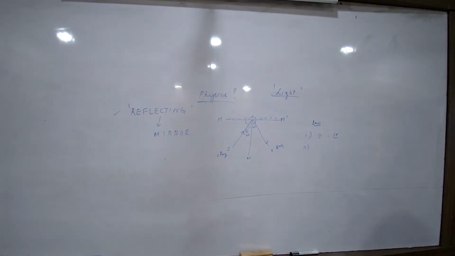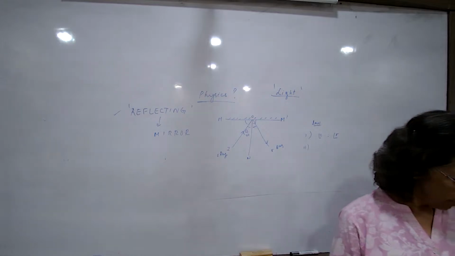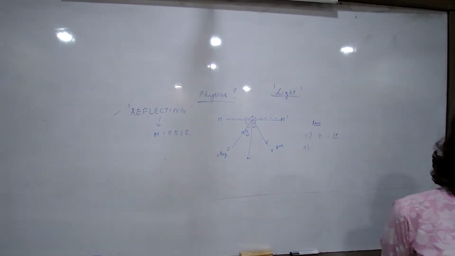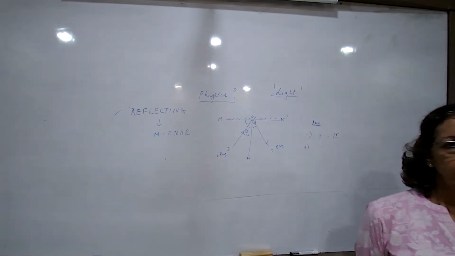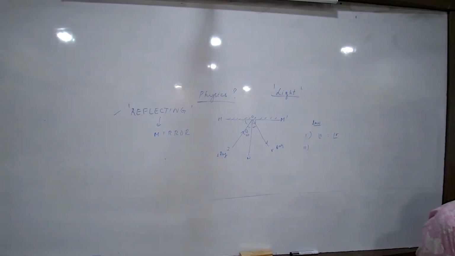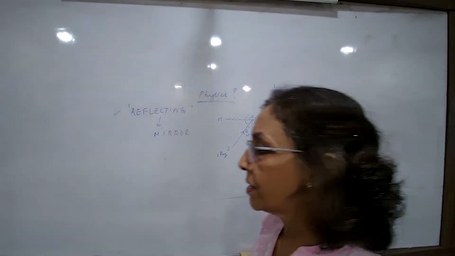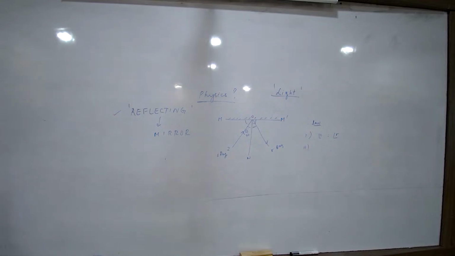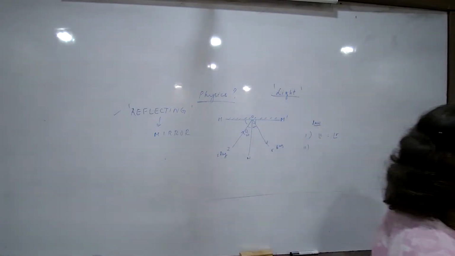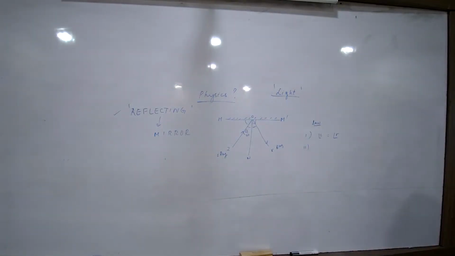Put the date. Chapter number 9. The first thing is laws of reflection. First point: the angle of incidence is equal to the angle of reflection.